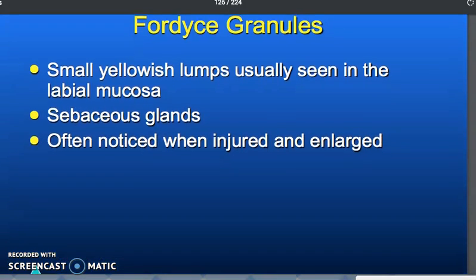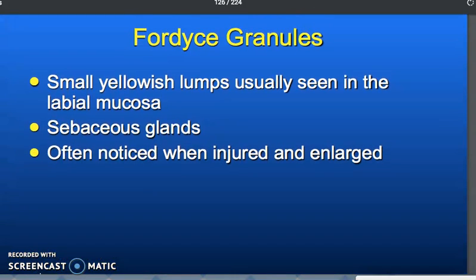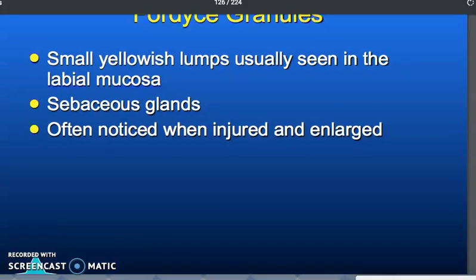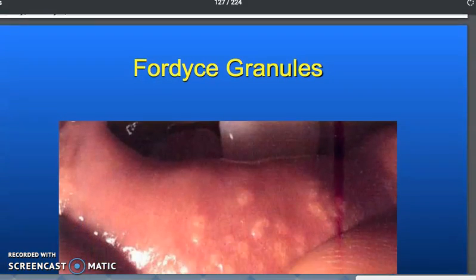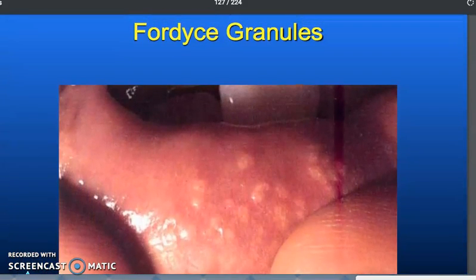Okay, so let's move on to the Fordyce granules. These are small yellowish bumps, usually seen in the labial mucosa. They are related to the sebaceous glands, often noticed with injury and enlarged. So this is what we're talking about here. Fordyce's granules kind of have a yellow appearance due to trauma.